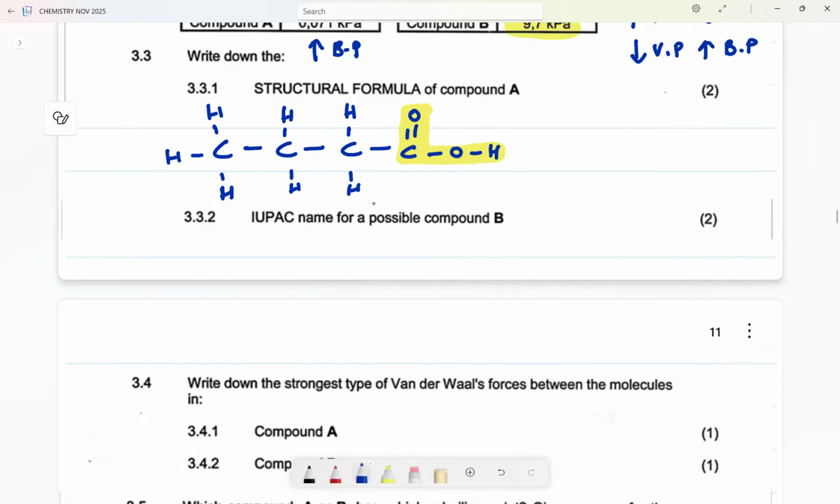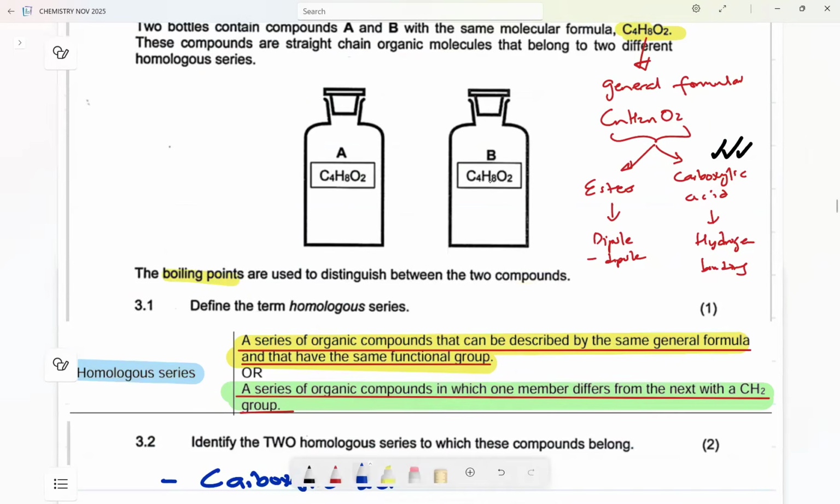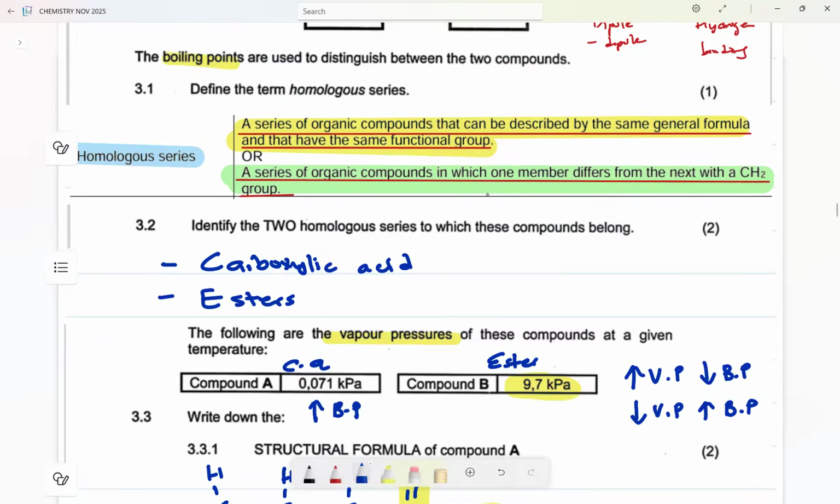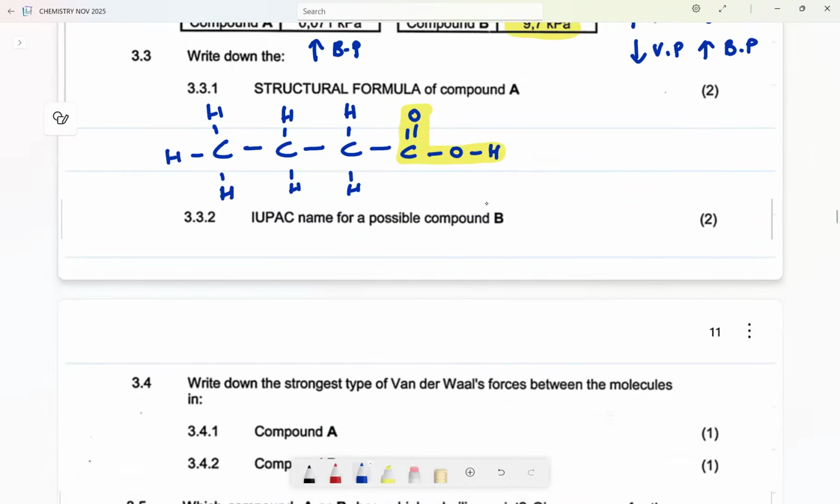Actually, let's say IUPAC name for a possible compound B. Compound B is just an ester with 4 carbons. So an ester with 4 carbons can now be named like this. Remember, when you name an ester, it is made from an alcohol plus a carboxylic acid. So the alcohol part is going to be something-yl, and then something from a carboxylic acid, -oate. Let's say if we have 1 carbon from the alcohol, it's going to be methyl and then 3 carbons, propanoate.